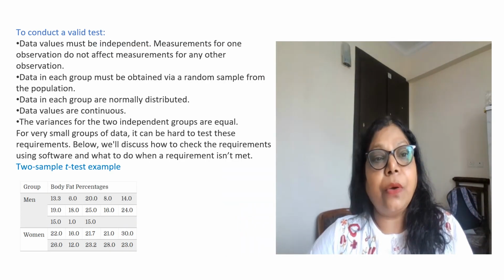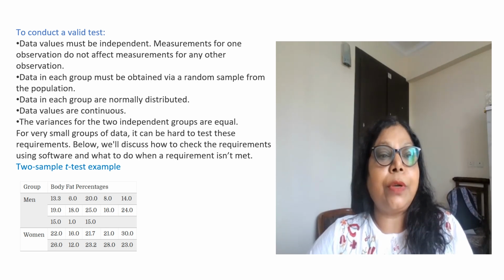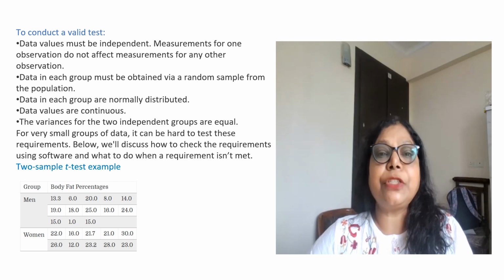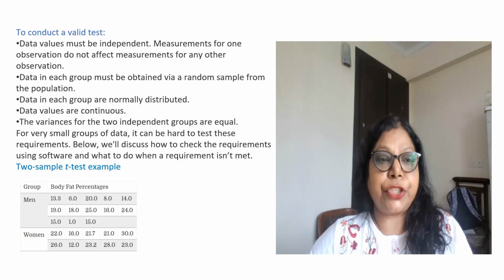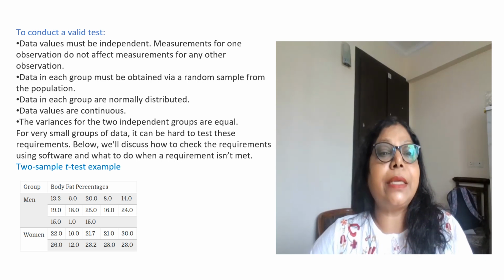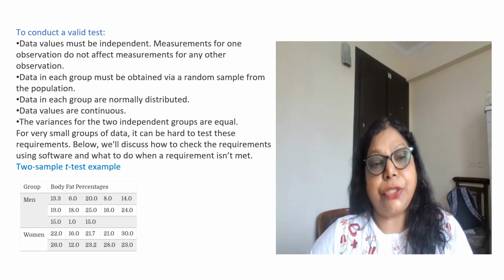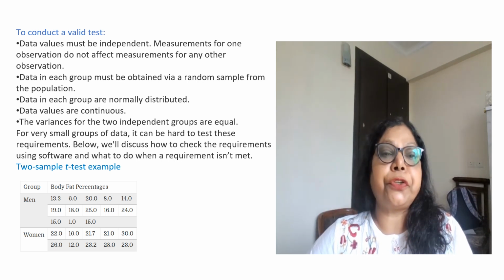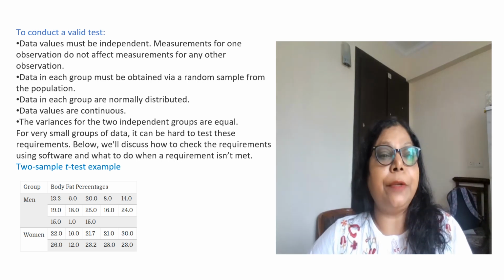So we can conduct, or validate, a test. So what will be the assumptions underlying it? Data values must be independent. That means measurements for one observation do not affect the measurement of any other observation. Data in each group must be obtained via random sample from the population. Data in each group are normally distributed. Data values are continuous. The variances for the two independent groups should be equal.